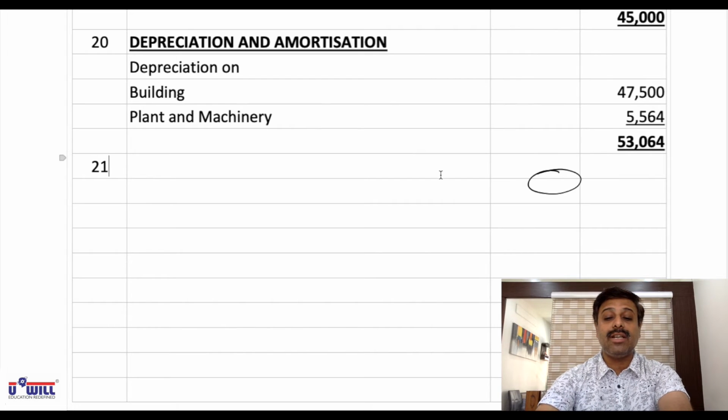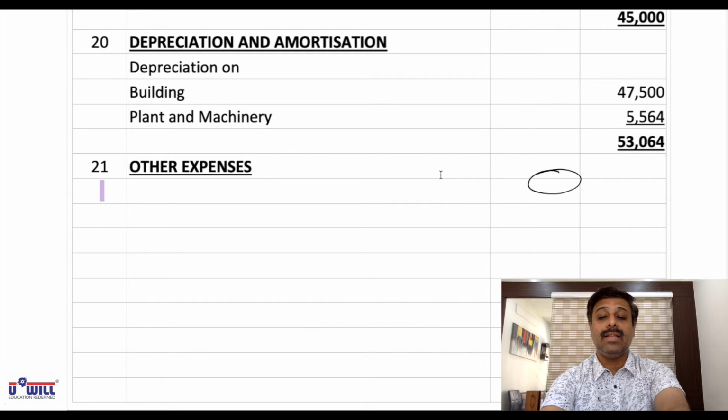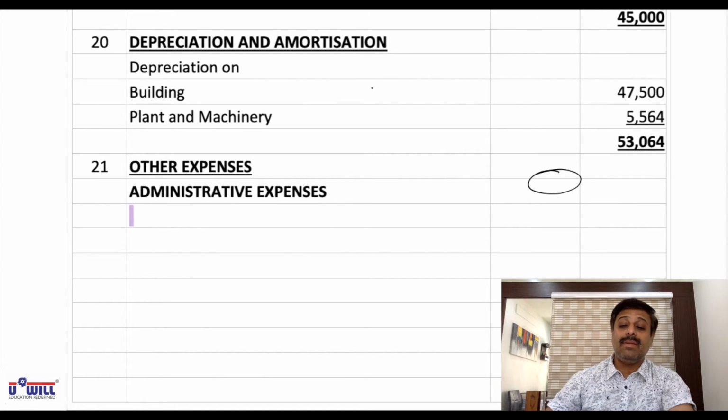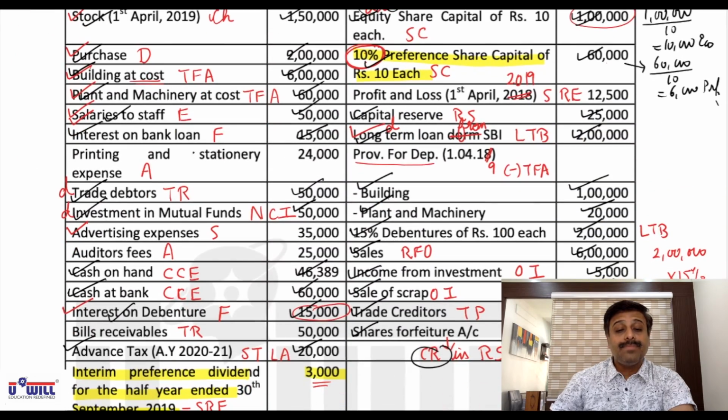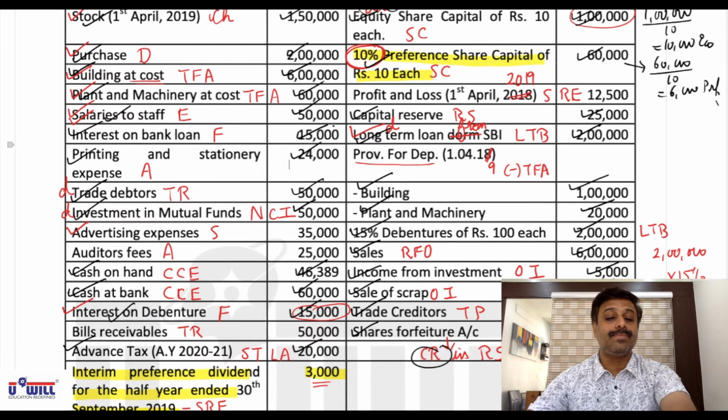Then after depreciation and amortization, we have other expenses. In other expenses, first we have administrative expenses. Now what all items are marked as A? Administrative expenses. Printing and stationery of 24,000.